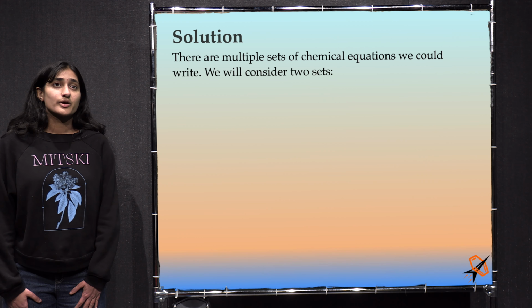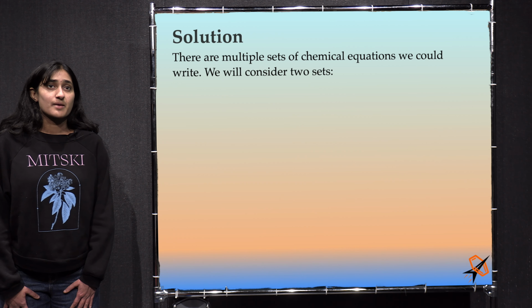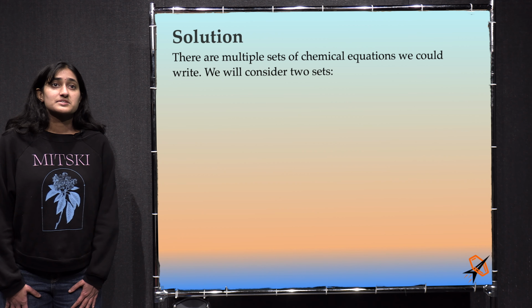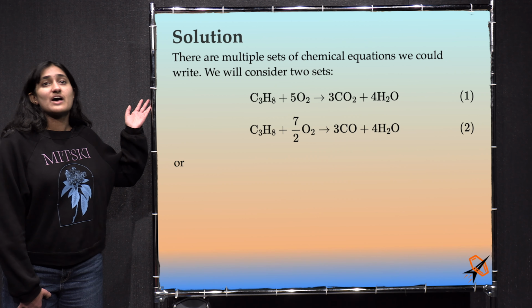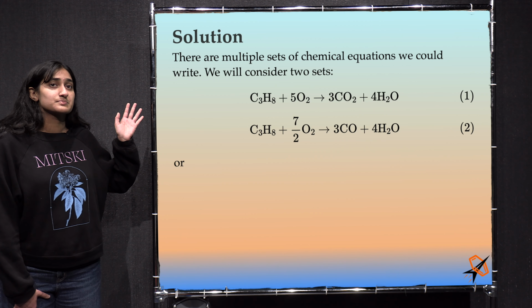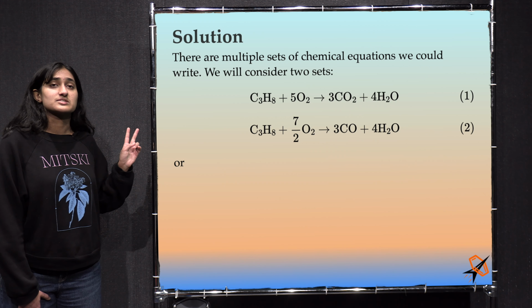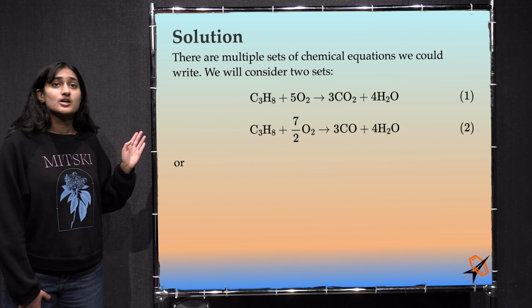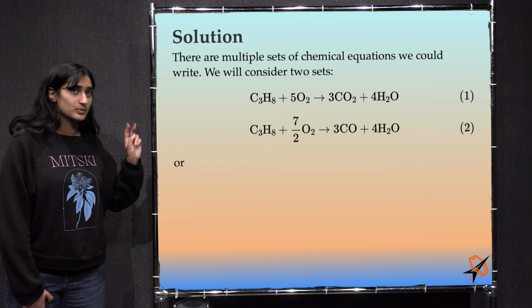To solve this problem, we are going to have to set up the chemical equations for the combustion. There are many different sets of chemical equations that we could write. We'll consider 2 sets here, but there are many others. In the first, propane plus 5 oxygen goes to 3 carbon dioxides plus 4 waters. We'll call this equation 1. The second equation is propane plus 7/2 oxygen goes to 3 carbon monoxide plus 4 waters. We'll refer to this as equation 2.